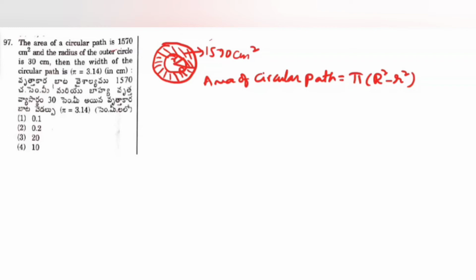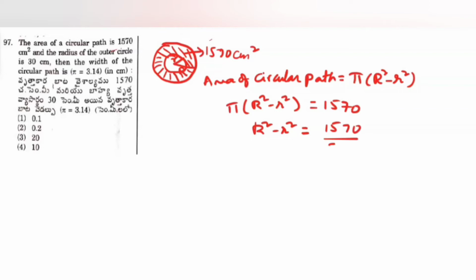So pi into R square minus r square is given as 1570 in the question. So R square minus r square is equal to, sending pi to the other side, 1570 by pi. I substitute the value of pi as 3.14, which can be further written as 1570 by 3.14. Removing the point from the denominator, we get 314 by 100, so 100 comes to the numerator. Doing the cancellation, 5 into 100 gives you 500. So R square minus r square is 500.